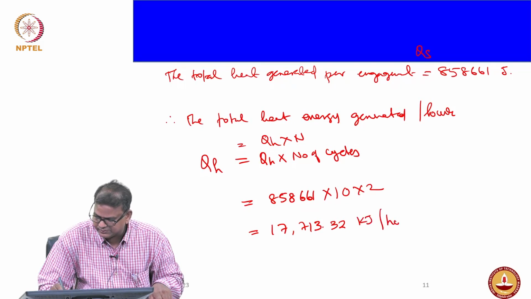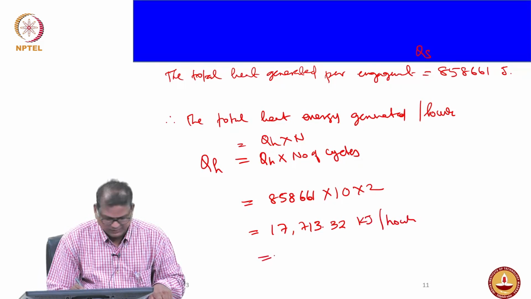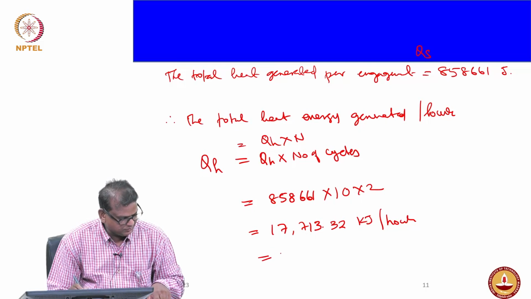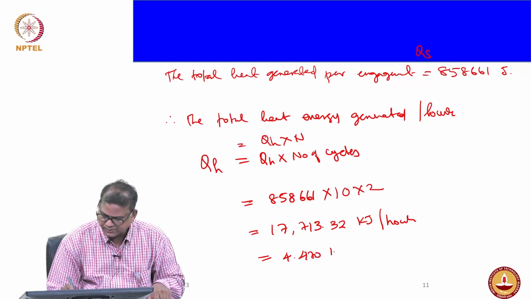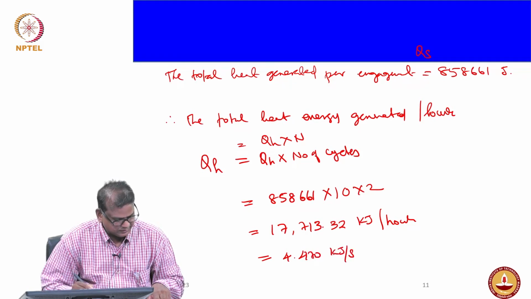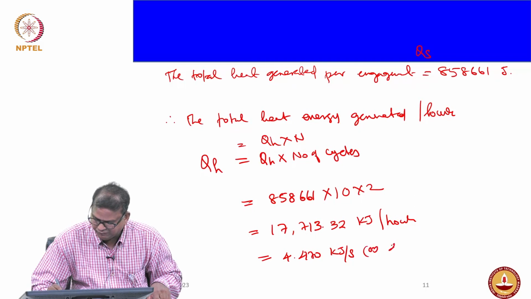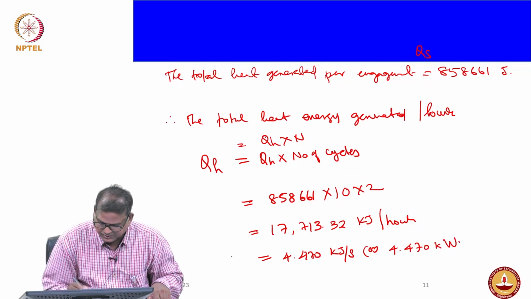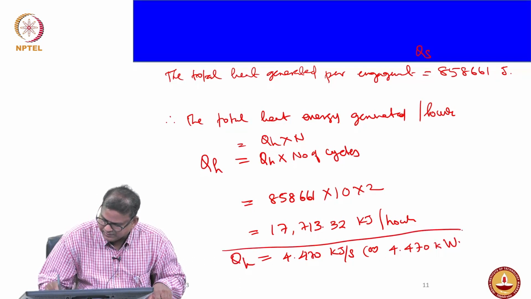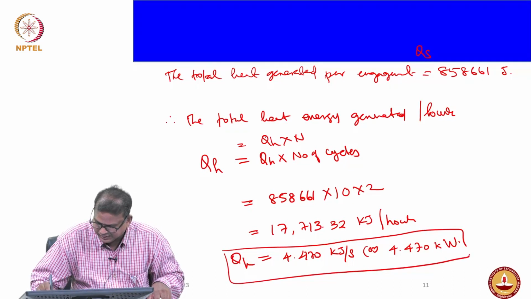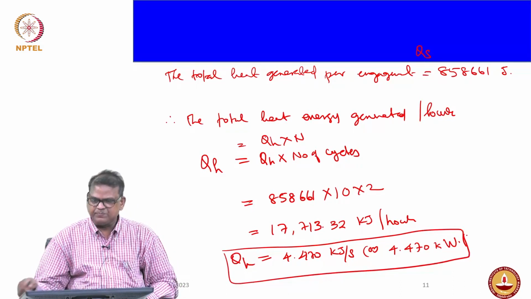Kilojoules per hour. But we want everything with respect to kilowatts. So when you do that, it will be 4.47 kilojoules per second, or else you can say 4.47 kilowatts. So this much heat, or power loss, is happening during the engagement.